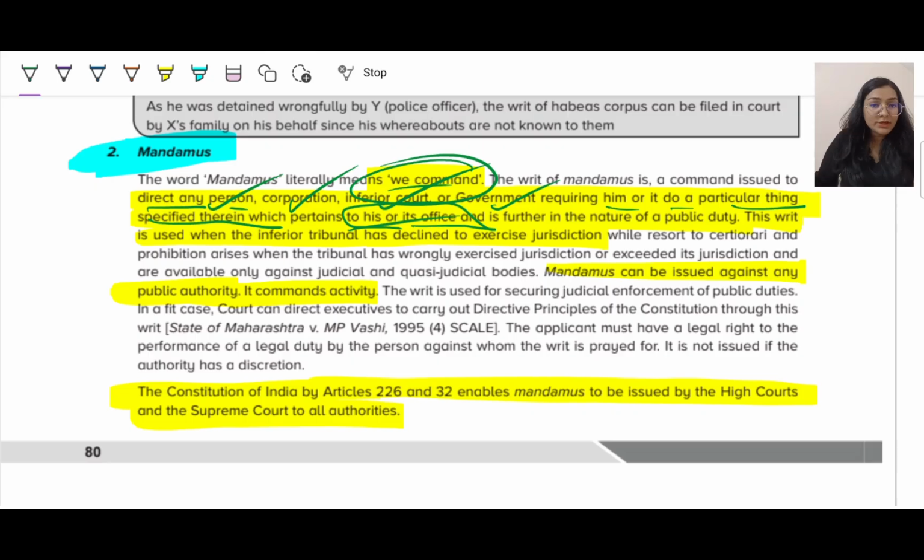Then I will go to the Supreme Court or High Court and tell them, please command them to do their duty. This is their duty, their work of office. This pertains to their office. Please tell them to go ahead and do this particular task.